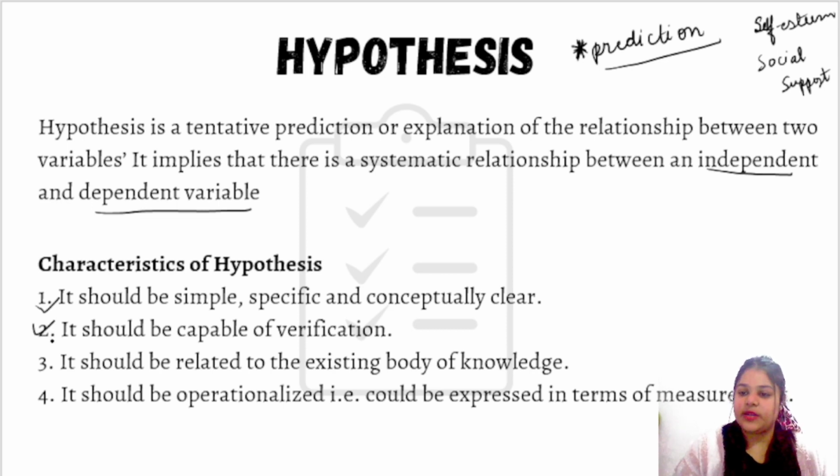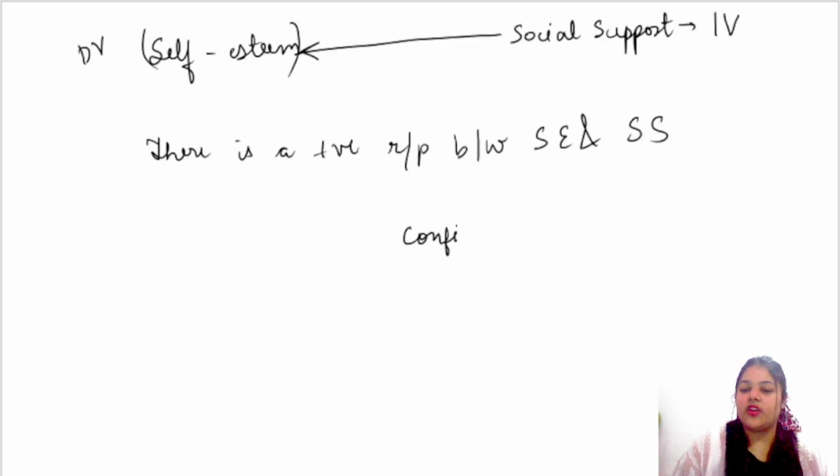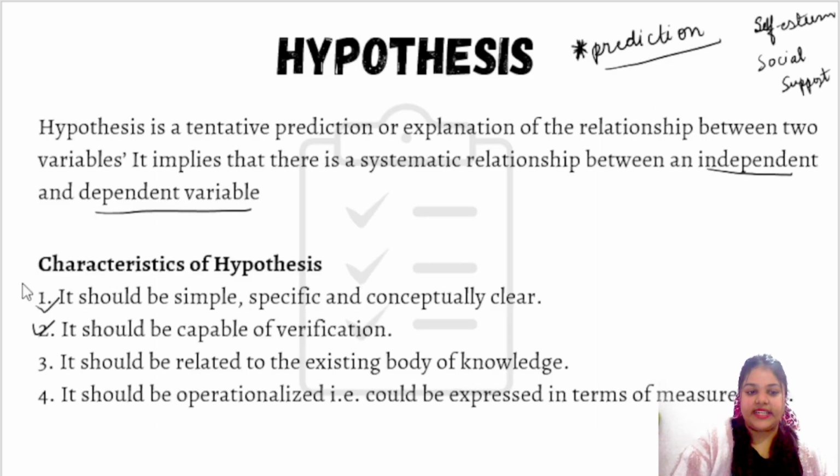Now whatever statement I am writing, it should be written in such a way that I can further on test it. Now I know there are a lot of tools, inventories, questionnaires available for self-esteem. There are certain questionnaires, inventories available for social support as well. I know this particular hypothesis that I have made is testable. I have not just made a random hypothesis wherein I have written that this is the relationship that I want to conduct. I have written a statement which can be tested, which can be verified.